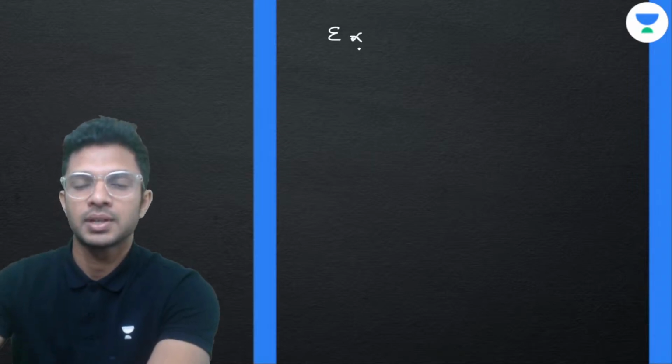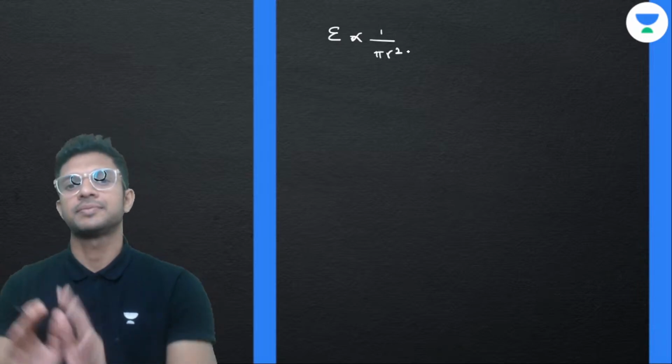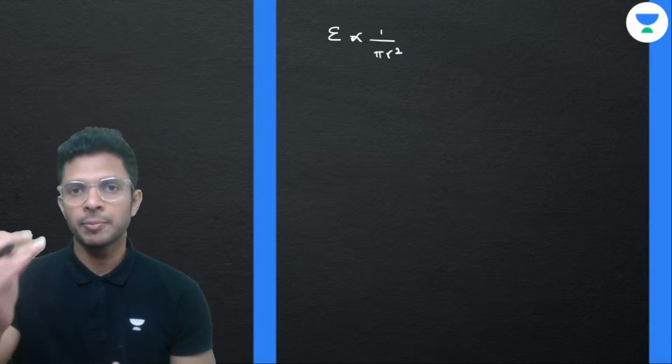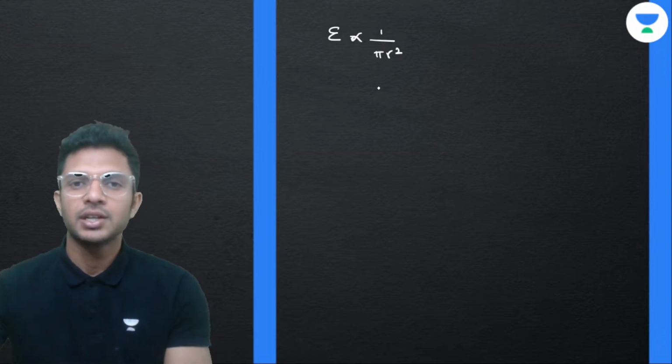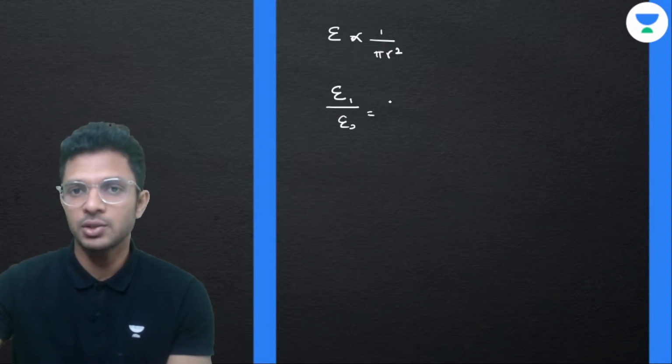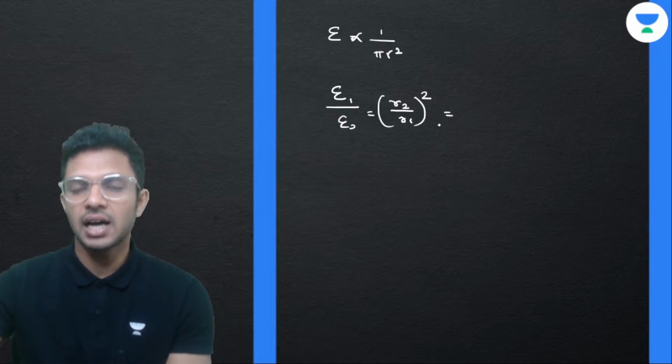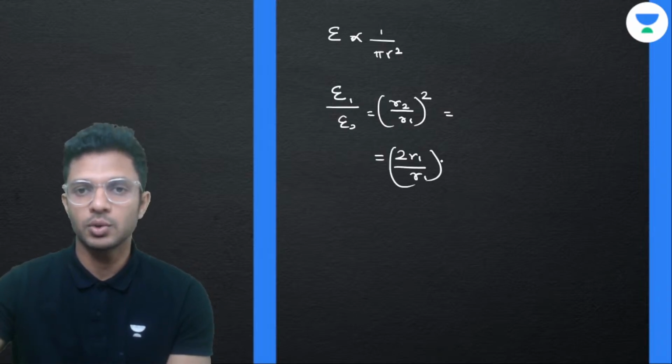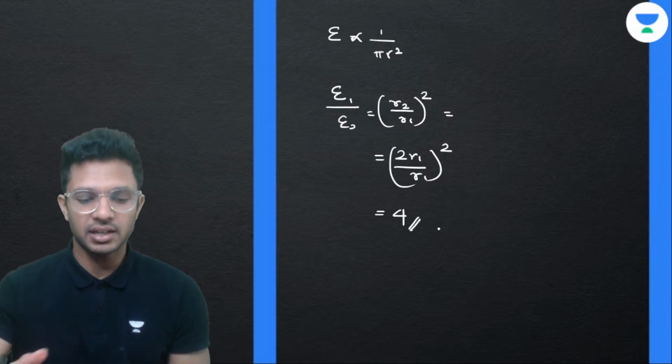So strain is proportional to 1 by pi r square. It is inversely proportional to area. Area is pi r square. So we can write strain in the first wire to strain in the second wire, inversely proportional. So E1 by E2 is equal to R2 by R1 the whole square. R2 value we already know, it is 2 times R1, so 2R1 by R1 the whole square. 2 square becomes 4, R1 cancels, and we got it.